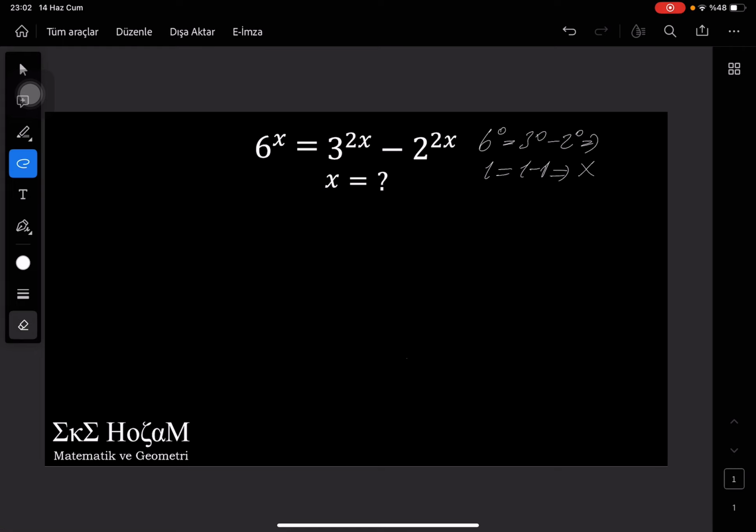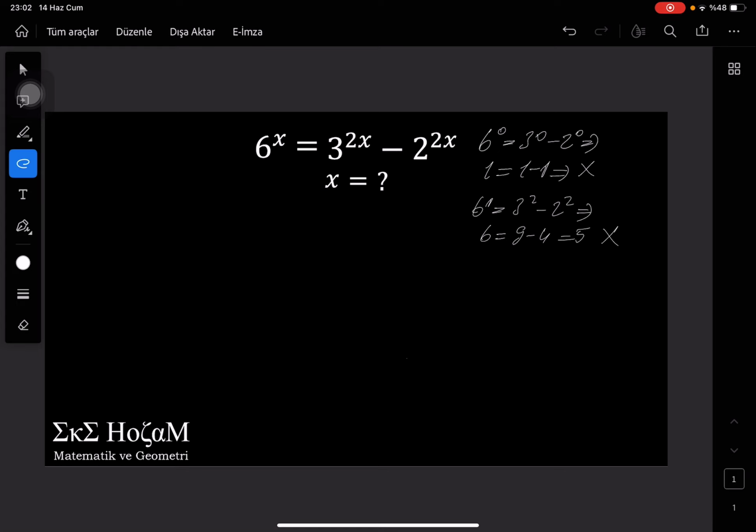If I substitute 1, 6 to the 1 is 6, and 3 square minus 2 square is 9 minus 4, which is 5. Again, this equation is not valid. Therefore, you can see that x must lie between 1 and 2, and it must be an irrational number.